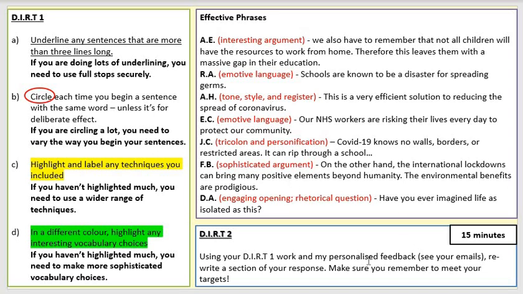And then your Dirt 2 is by using this work from Dirt 1 and my personalised feedback, so your emails, rewrite a section of your response and make sure that you remember to meet your targets. I'd like you to spend about 15 minutes on this task and then we'll move on to exposure. So pause the video now.